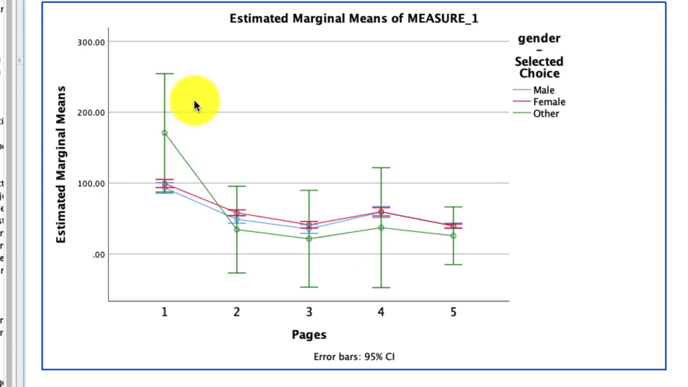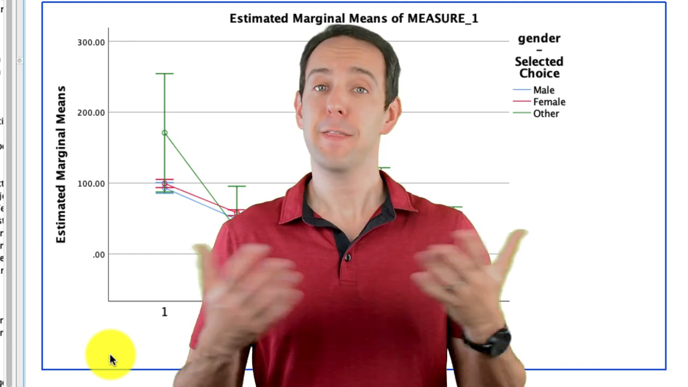You could also notice that the 95% confidence intervals on other are huge, and that's because we have so few subjects there. So that's it. Repeated Measures ANOVA is an incredibly useful tool for looking at multiple measures taken at multiple points in time for the same individuals. That's it for this video.